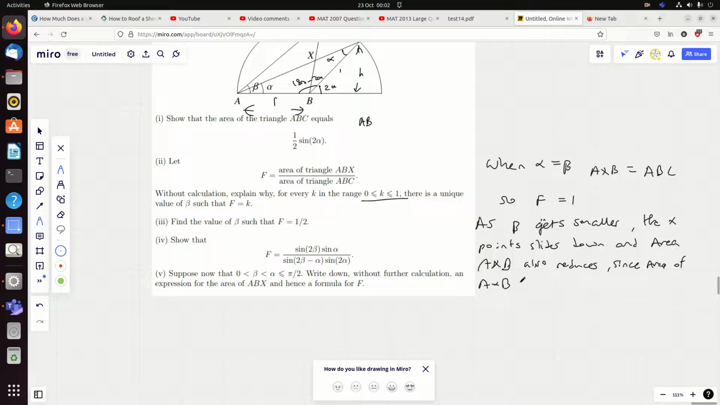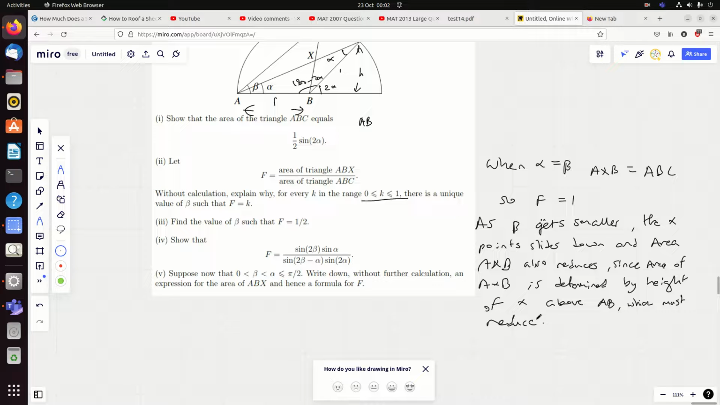But as beta gets smaller, the X point slides down, and area AXB also reduces, since area of AXB is determined by the height of X above AB, which must reduce, see diagram. My God, my handwriting's getting terrible as well. So that's my point basically. As this comes down, maybe they just wouldn't like the way I put this.